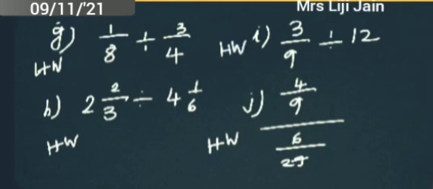Before winding up, let me read the homeworks once again. G, 1/8 divided by 3/4. H, 2/3 divided by 4 1/6. I, 3/9 divided by 12. J, 4/9 divided by 6/27.